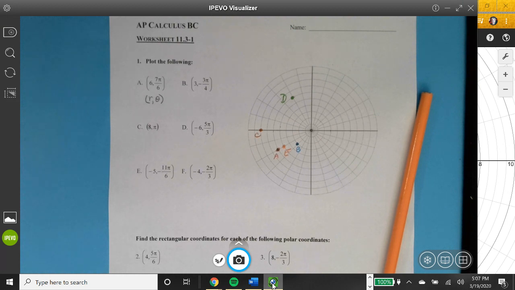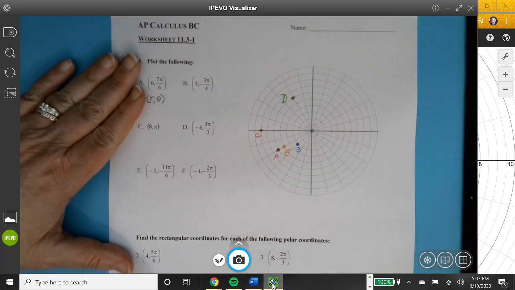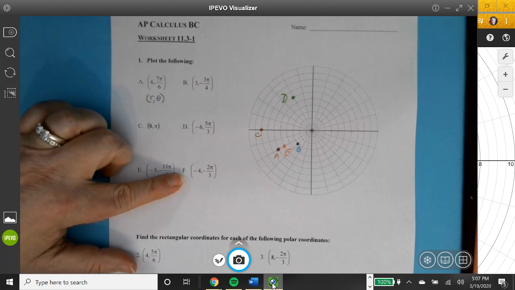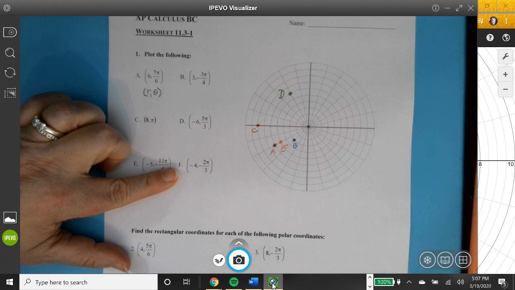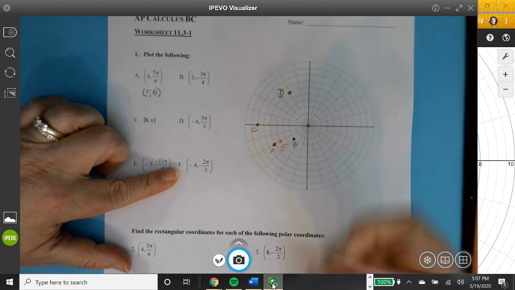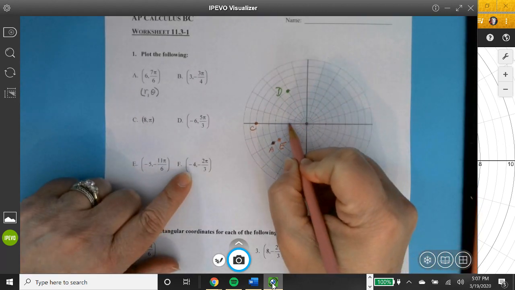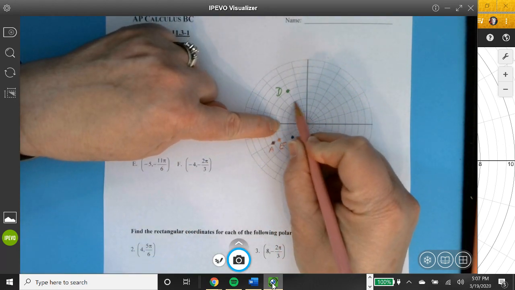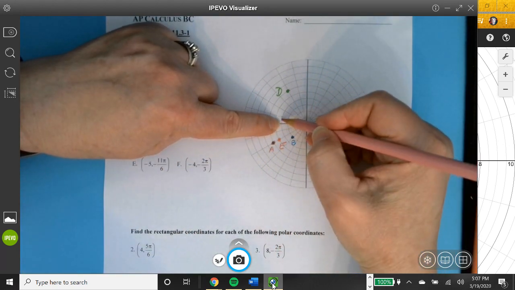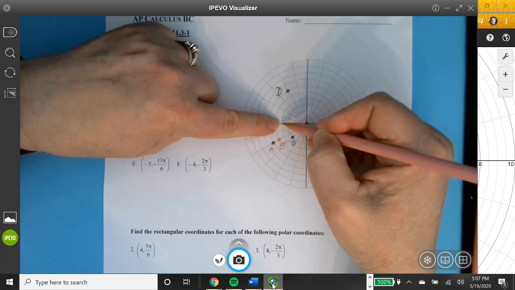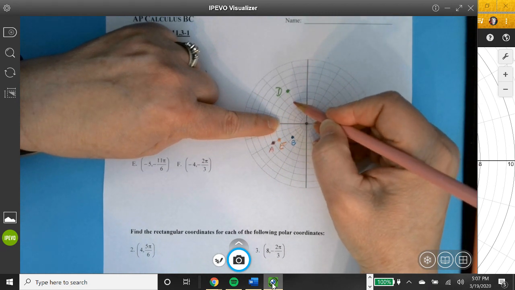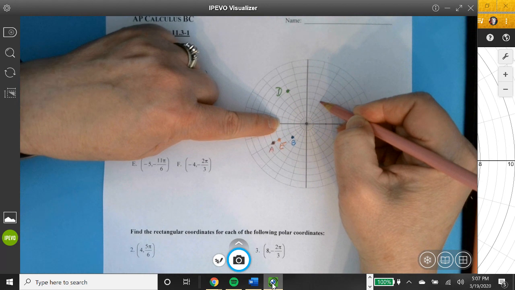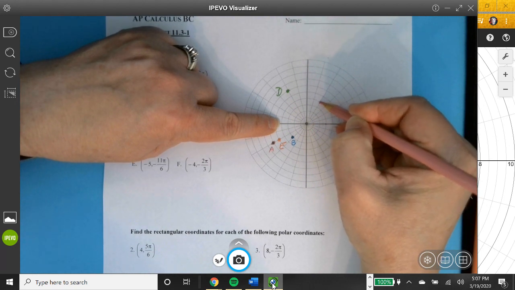All right, how did your point F go? Let's see. The point is negative 4, negative 2 pi over 3. So let's go there. Let's do pink. Okay, so we're going to go negative 4, 1, 2, 3, 4, and rotate a negative 2 pi over 3, which means I have to rotate this direction, which feels a little bit weird, but this is clockwise. So this is 2 pi over 3, and then this would be 2 pi over 3. So we are right here, and this would be F.